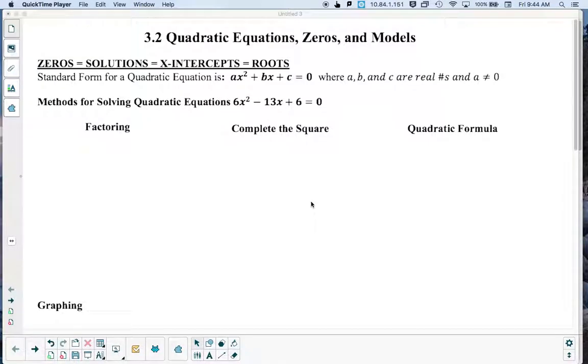Welcome back, everybody. We are going to be talking about quadratic equations, zeros, and models today.